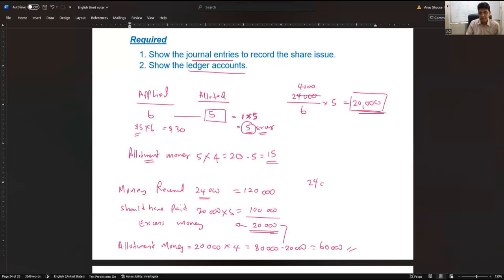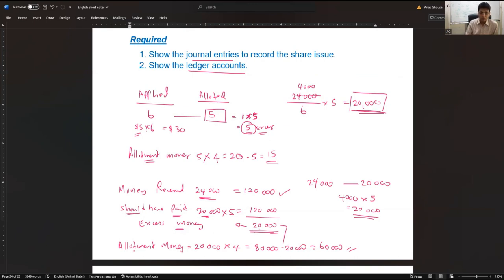Okay. Now this excess money. Applications received were 24,000 and allotted 20,000. So the excess is 4,000 shares at the application money rate of 5, which is going to be 20,000. So this way also you can identify the excess money received. Otherwise, you can calculate the total money received for 24,000, which is 120,000. The applicants should have paid only for the 20,000 allotted shares at the rate of 5, which is 100,000. So therefore, excess money is 20,000. So this way also you can calculate the excess money.